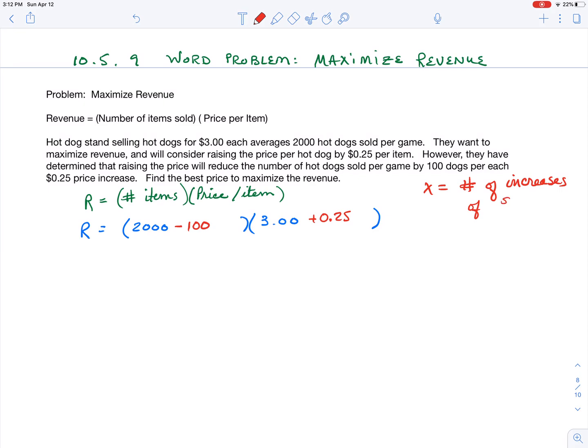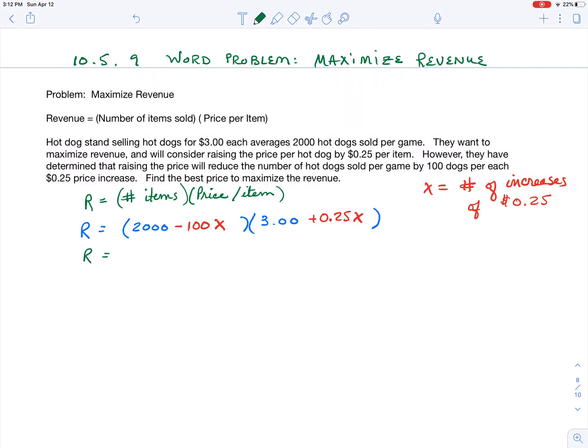of 25 cents. So as you saw earlier, if I make 2 increases of 25 cents, I'm increasing the price by 50 cents. So I'm going to put the times X here, and then the number of items sold out here comes down by 100 times the number of 25-cent increases. So now I've got my equation. And I'm going to just do some work here.